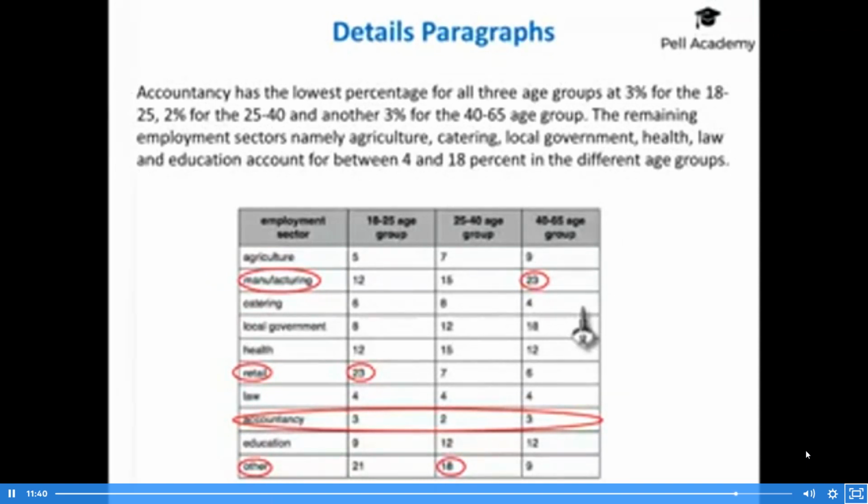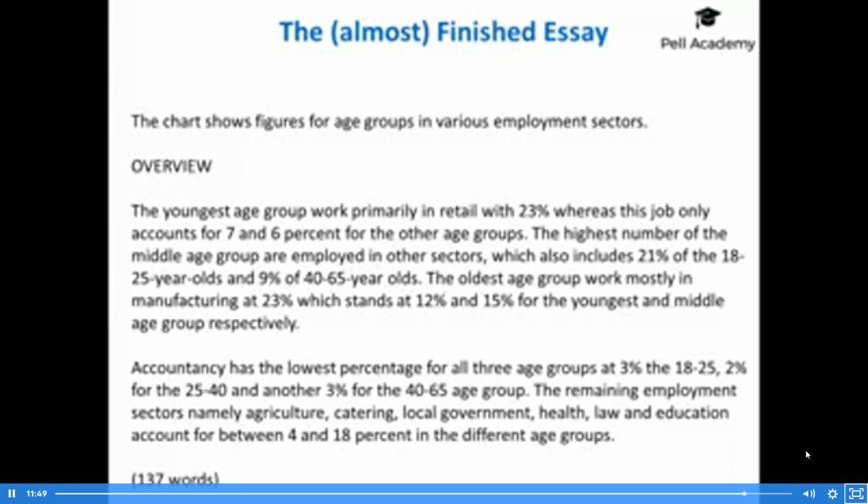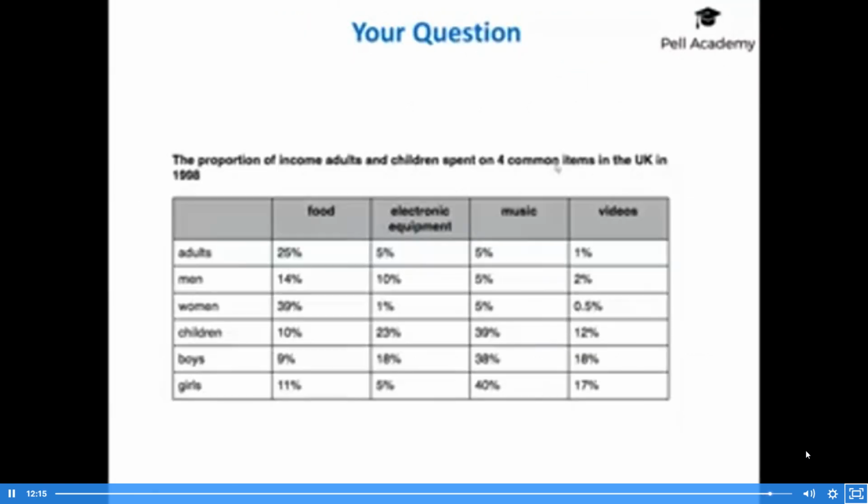I've included my key features, I've explained my key features, and given data for my key features, and then just one sentence to avoid repeating everything. So here is my finished essay, or my almost finished essay, because I didn't write the overview. But the paraphrase, the first details and last details paragraph, that amounts to 137 words. So when you add in the overview, you can see that that will definitely bring us up to the word count that we need.